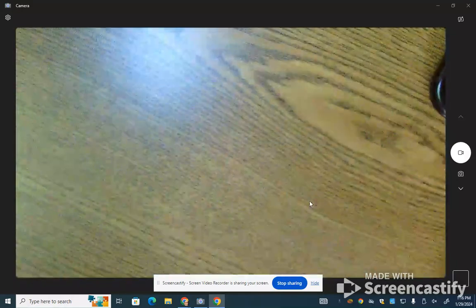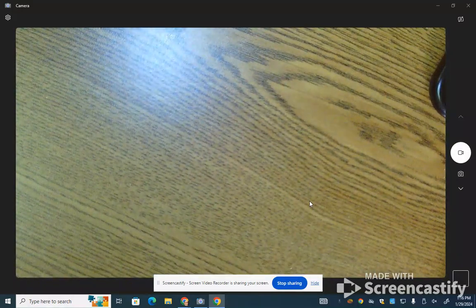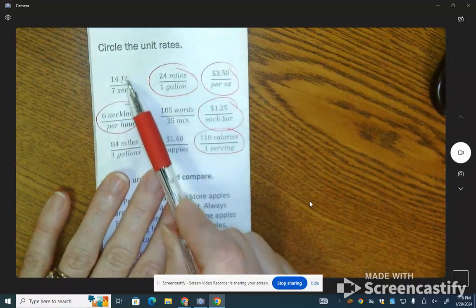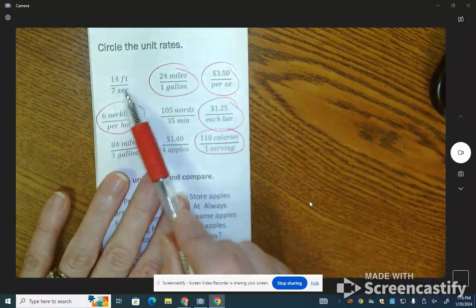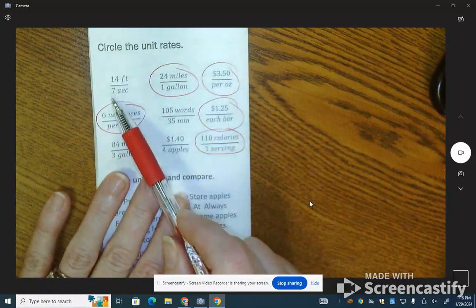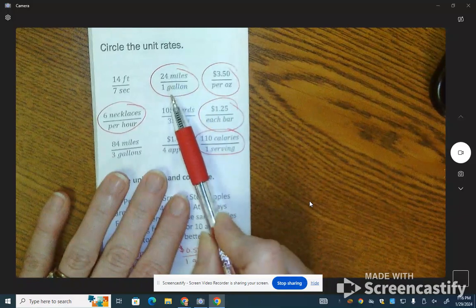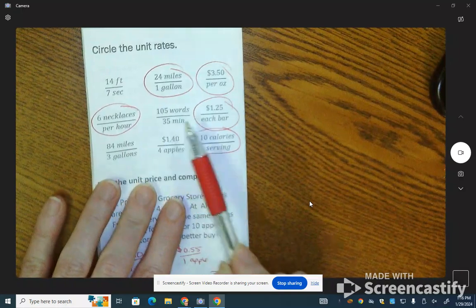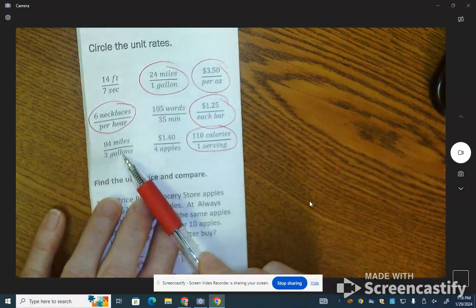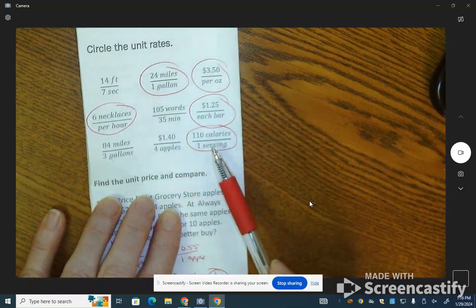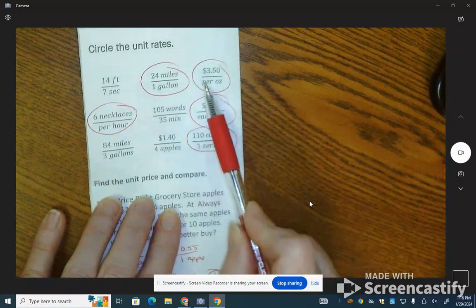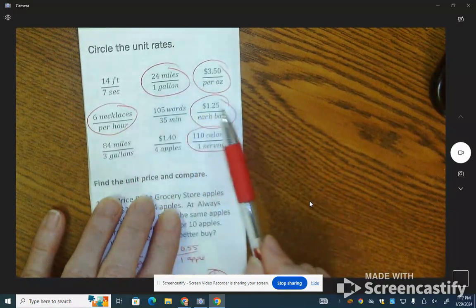Now, last but not least is the back of our paper. Our first job is to circle all the unit rates. That means everything with a 1. So my unit rates here, nope, 14 feet per second for 7 seconds doesn't work. If I reduced it, I could get it. This is a unit rate. It says 24 miles per gallon, per ounce, per hour, not 35 minutes. Yes for each bar, no for 3 gallons, no for 4 apples, yes because they use one serving. So if they use the number 1, the word per, or the word each, these are all unit rates.